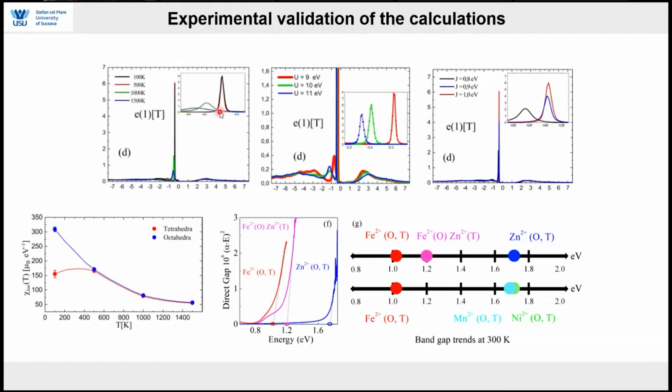Now, the experimental evidence of this is basically the gap. Here you have measurements of the gap. Here are the values of the gap for the iron compound, the zinc compound. You also have manganese, nickel. Doing the calculations and the experiments, we can explain quite well the gap values. What's happening is that if you look at all the gaps, the iron has the lowest gap.